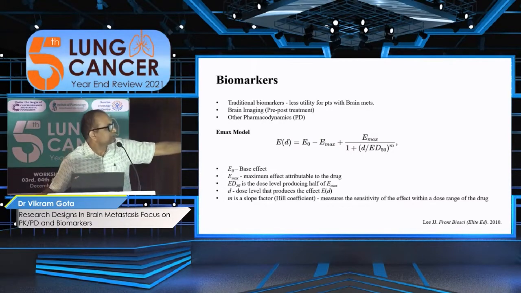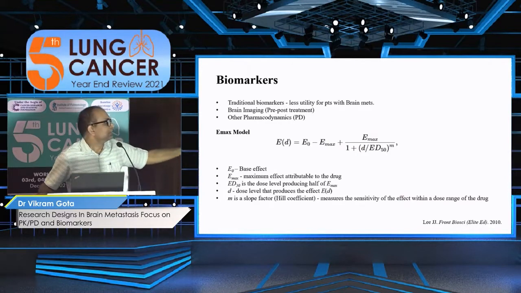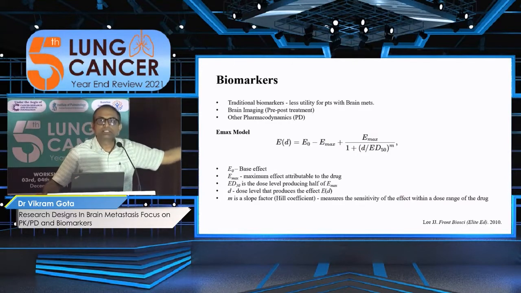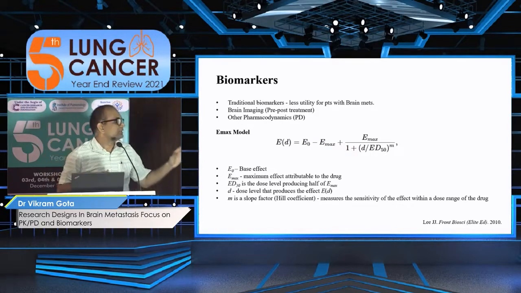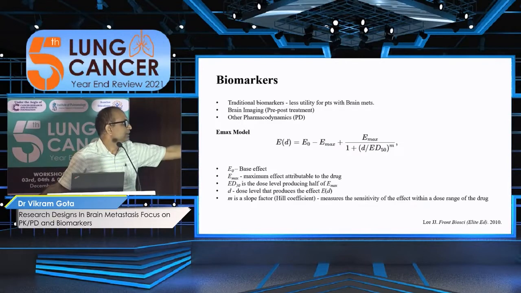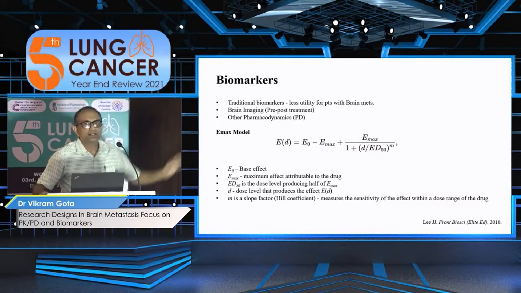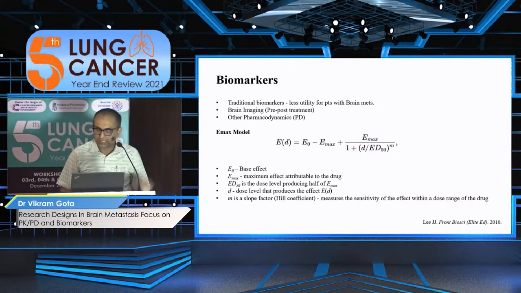So you can actually replace D with concentration also. Then you will get an idea what is the concentration that will give you the maximum effect. And because you would have modeled the concentration time profile, you can easily calculate the dose that will give you the desired concentration. So that is how you actually model the data. This is called a link model, which will link your dose with the concentration with the effect.